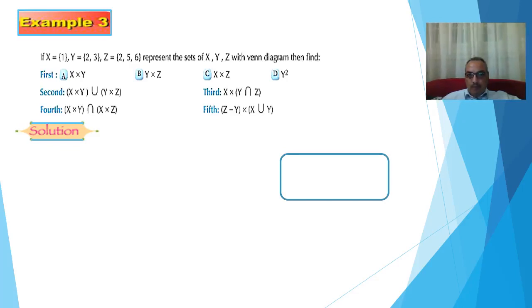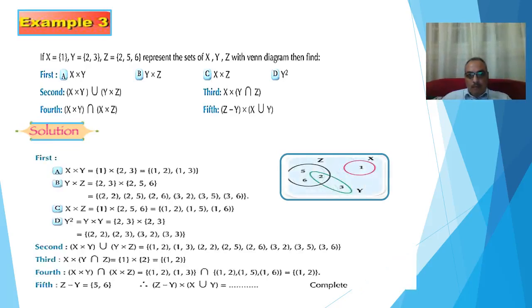The first step, draw the Venn diagram and the notes using the above. Z and Y have a common element, so the two sets intersect at this element, but X is disjoint with respect to Y and Z, so X is far from Y and Z. Now we find X product Y.